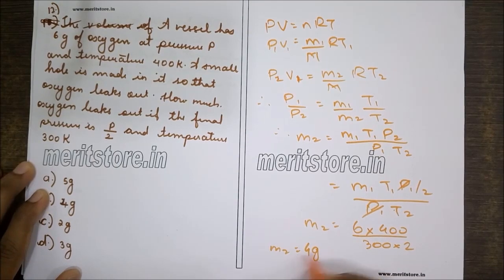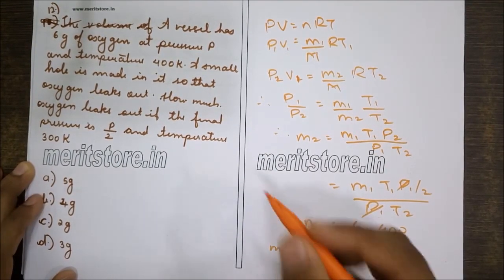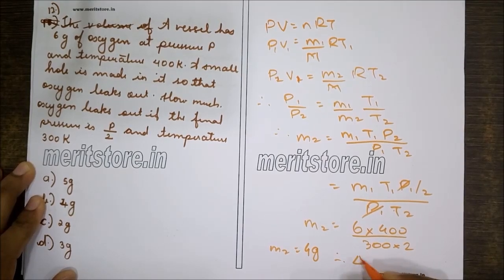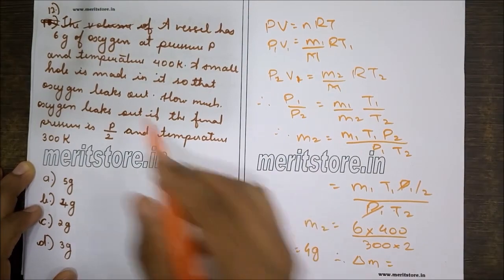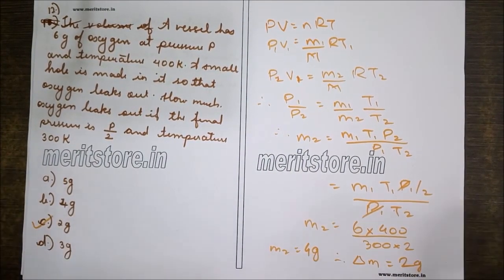So therefore this is the final mass of oxygen left in the vessel. So the mass that has leaked out would be delta M, that would be 6 minus 4, that is 2 grams. Hence option C is the correct answer.